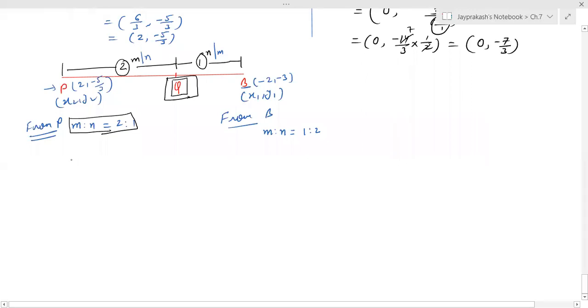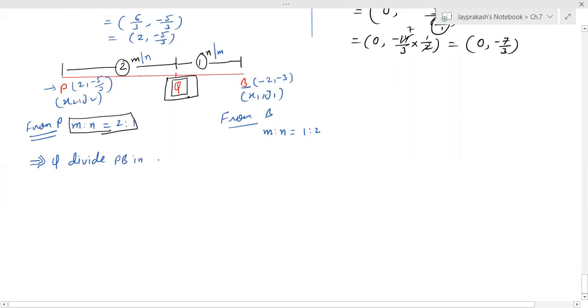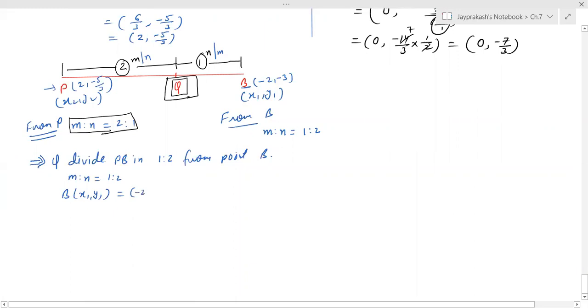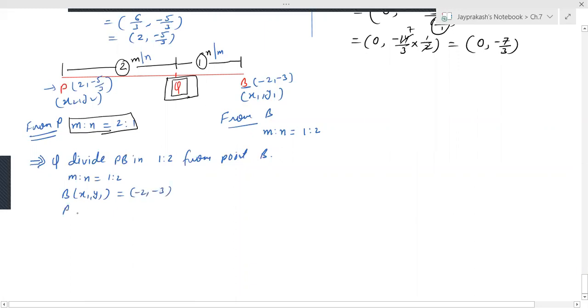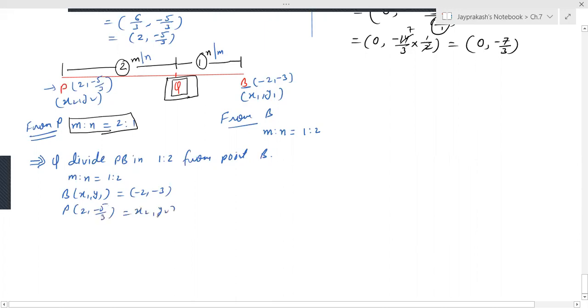So when we consider from the point B, so let's write here Q divide PB in 1 is to 2 from point B. So we will write here M is to N is equals to 1 is to 2, and the point B we will consider as x1 y1 and P as x2 y2.